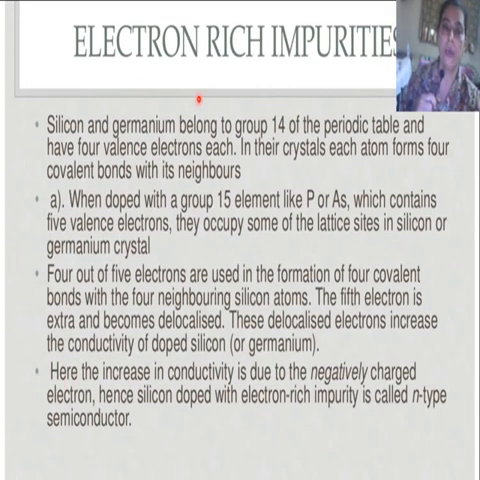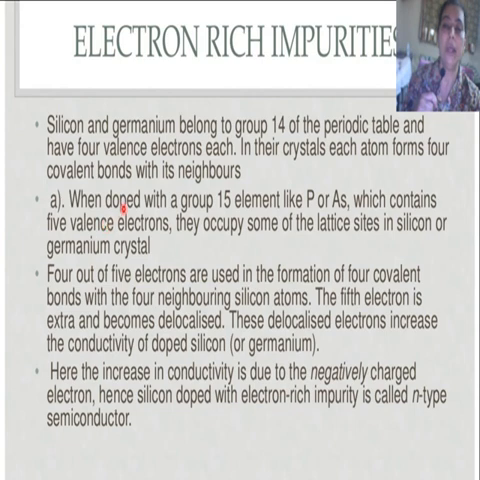Electron rich impurities. Silicon and germanium belong to group 14 of the periodic table and have 4 valence electrons each. In their crystal, each atom forms 4 covalent bonds with its neighbors. This we have learned in the 11th standard. Group 14 elements are carbon, silicon, etc. So this silicon is group 14. Outermost it has 4 electrons, and all the 4 electrons will make 4 covalent bonds with neighboring atoms.